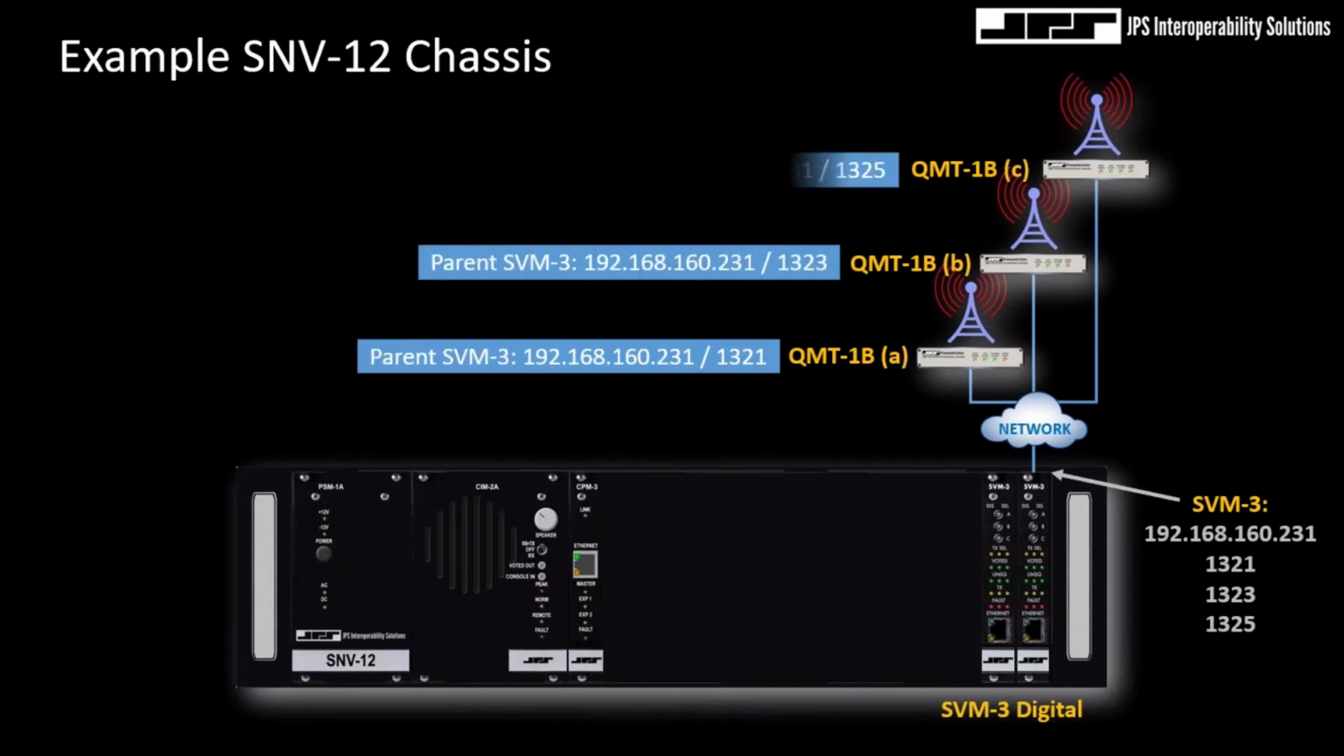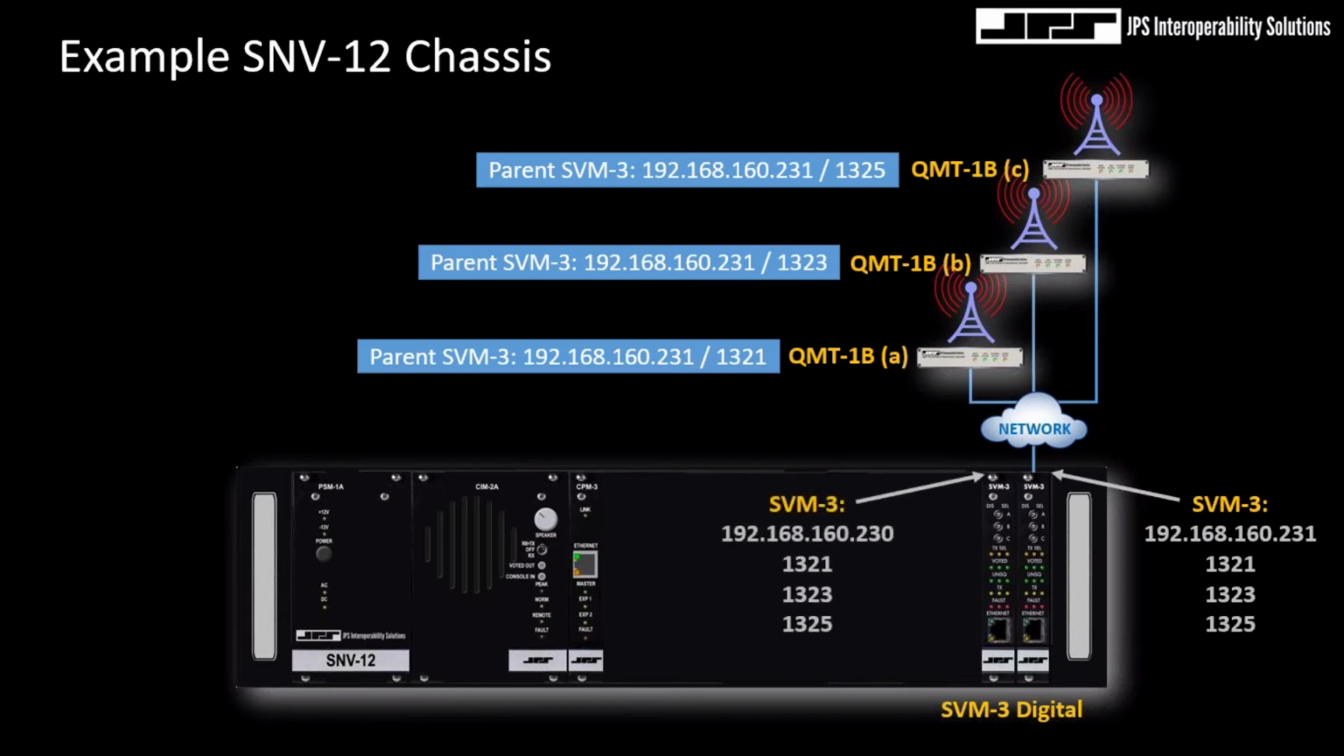So we'll repeat this process with the two remaining QMT modules, noting that the IP address of the parent SVM3 module is 192.168.160.231, and then designate different ports for each QMT module. Again, those ROIP ports are specifically assigned to specific QMT1 modems. So in a nutshell, we can simply tell QMT modules where to send the ROIP data.